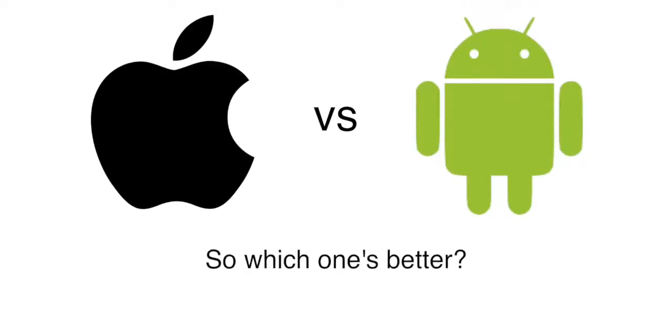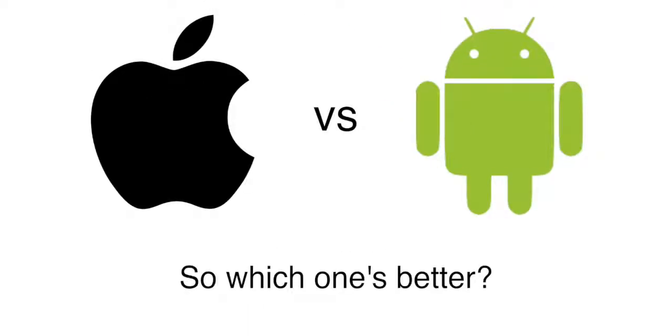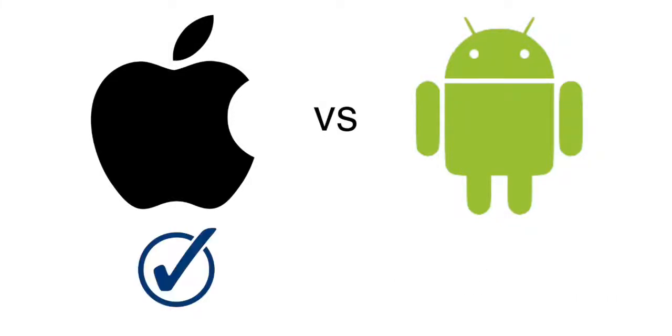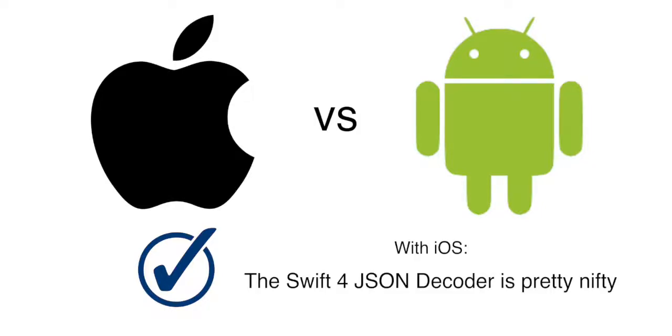So which one's better? If we're answering this question without considering third-party libraries, I'd have to say iOS wins this one. The JSON decoder that's available in Swift 4 is pretty nifty. But let me know if you disagree in the comments.